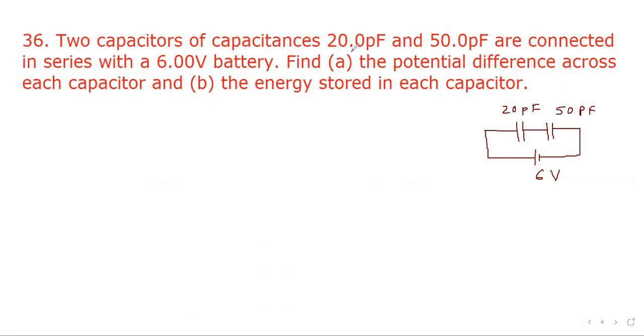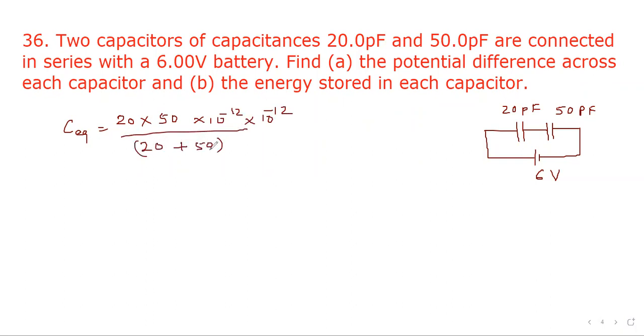Now consider question number 36. Two capacitors of capacitances 20 picofarad and 50 picofarad are connected in series with 6 volts. Find the potential difference across each capacitor and the energy stored in each capacitor. So first of all, let's evaluate the total capacitance. C equivalent will be 20 into 50 into 10 to the power minus 12 divided by 20 plus 50 into 10 to the power minus 12.